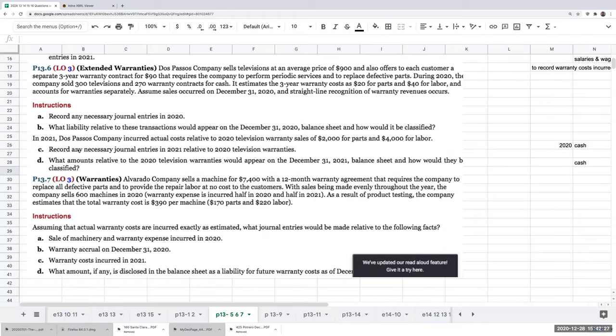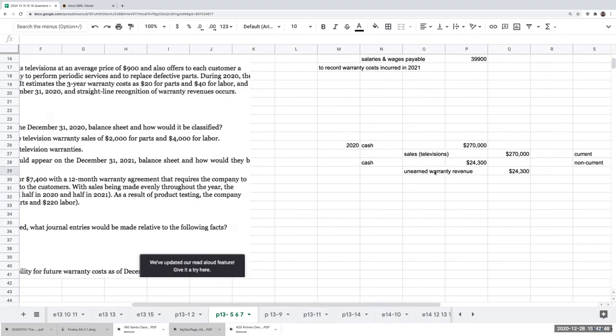In 2021, Dos Passos incurred actual costs relative to the 2020 television warranty sales of $2,000 for parts and $4,000 for labor. So record the necessary journal entries in 2021 for the television warranties. I'm going to have two different things going on. The first thing is I'm going to recognize warranty revenue in the amount of $8,100, because that's what I'm going to be recognizing every single year for 3 years.